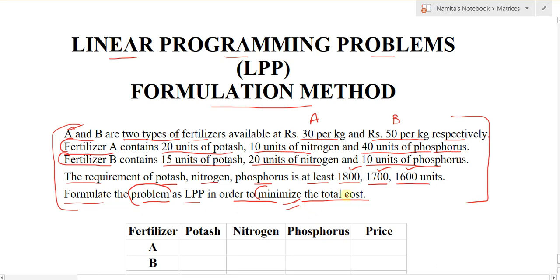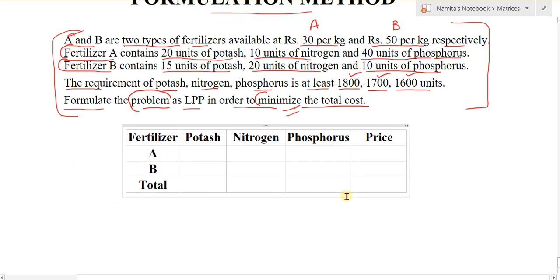Now the first step is to prepare a table. By preparing this table it is very easy to formulate the problem. We have to put this problem into equations. What is the formulation method? Convert the problem into equations. So with the help of the table we can easily form the equations. So now I have prepared the table.